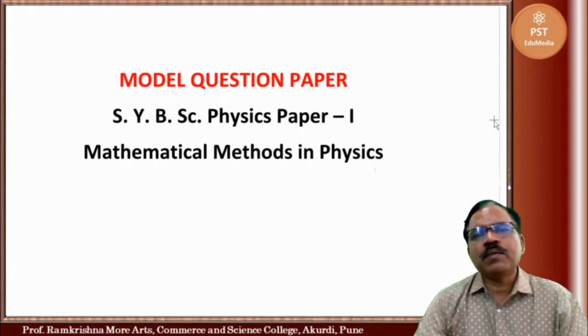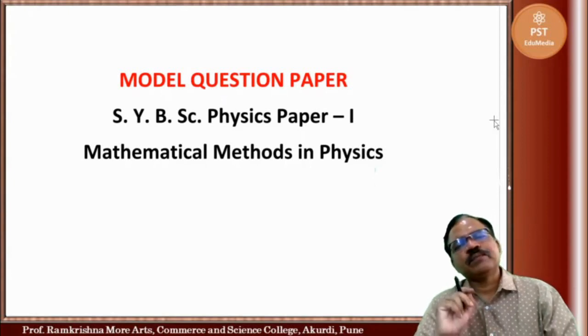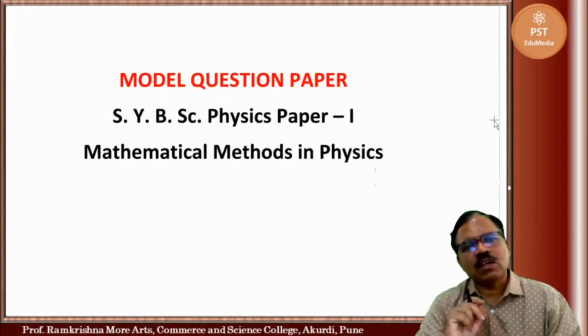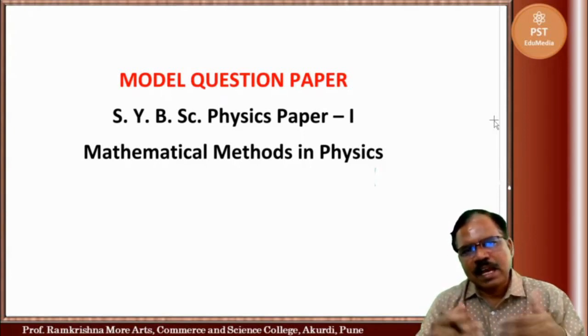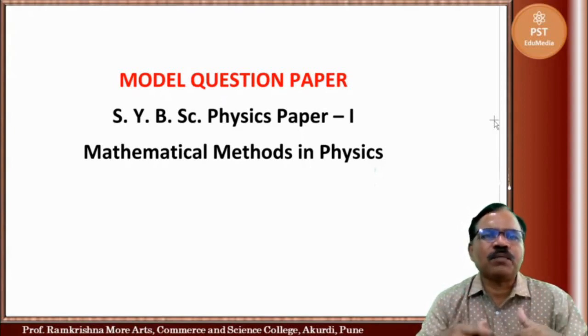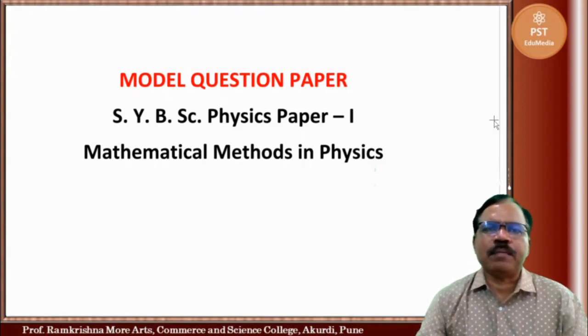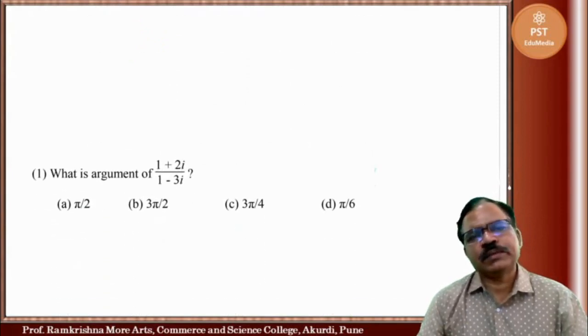The question paper will be of 60 multiple choice questions, out of which you have to solve 50 multiple choice questions. So I am going to discuss here 60 multiple choice questions on mathematical methods in physics, and this is according to the question paper format of Savitribai Phule Pune University. This is the model question paper. Now let us go to the questions.